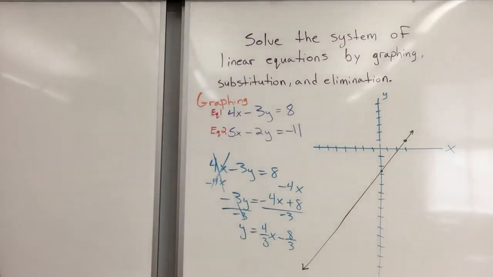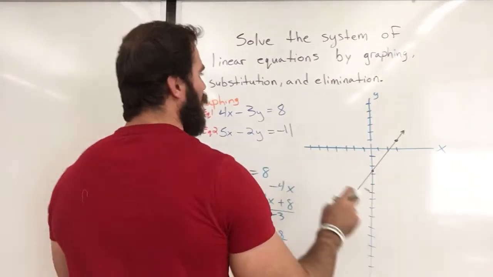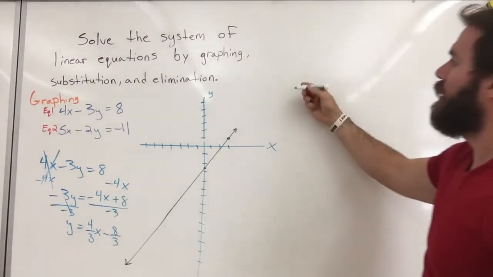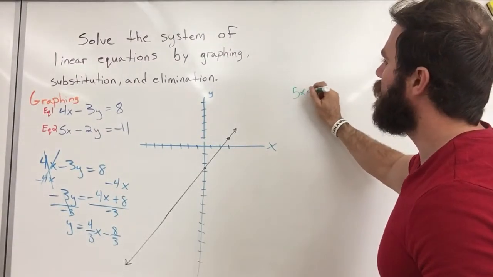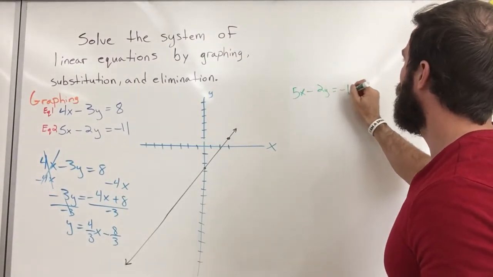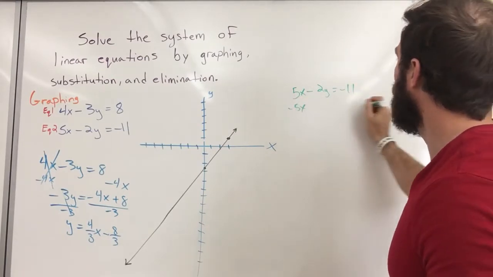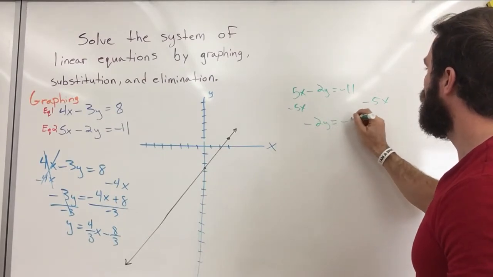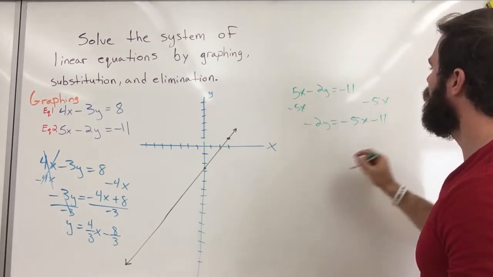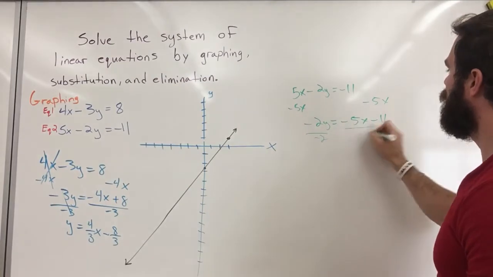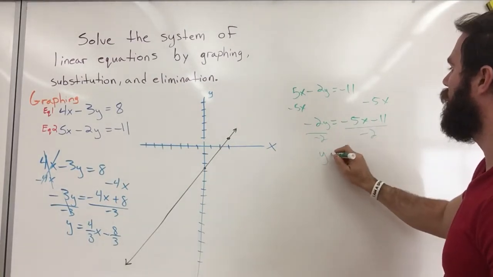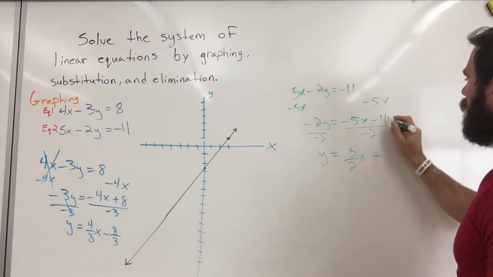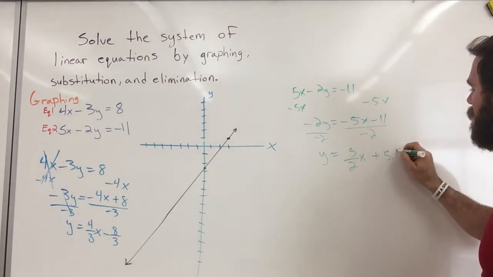Next, we have equation 2. So let's find y for equation 2. Rewrite your equation on paper first. You always do that. Now I'm going to subtract 5x, and I'm left with -2y equals -5x minus 11. I'm going to divide by -2 on both sides. Now I have y all alone, and that was my objective there. 11 divided by 2 is 5.5. I'm going to write it in decimal form.